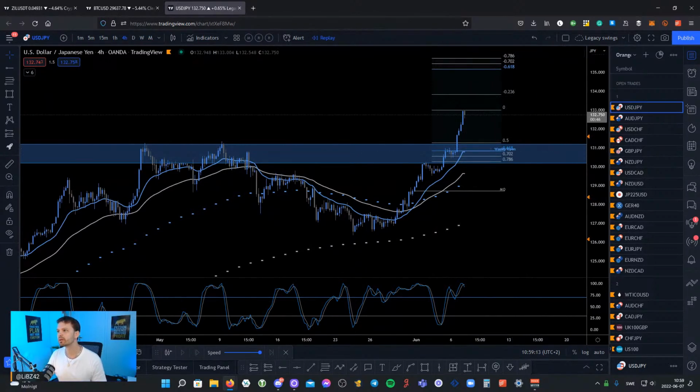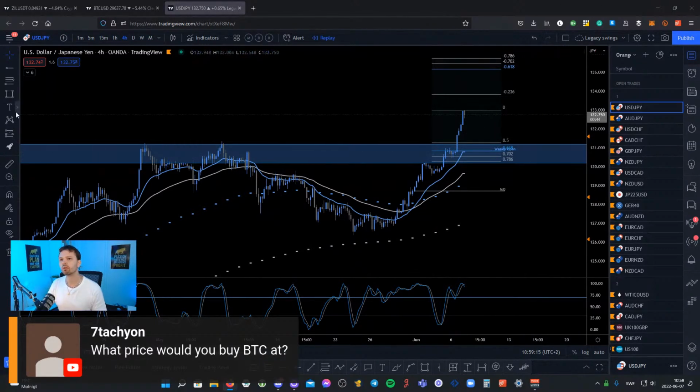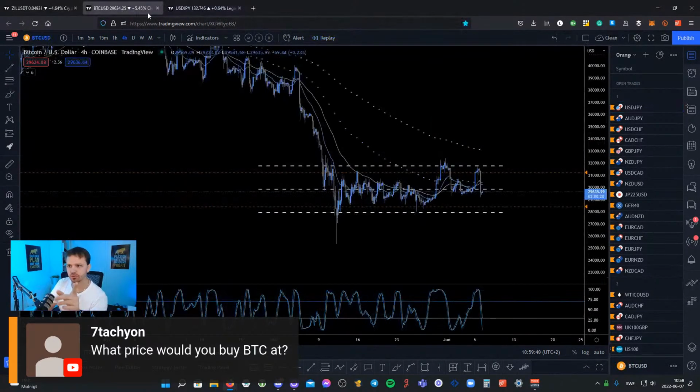What price would you buy Bitcoin at? Well, it's not about what price, right? It's not about what price I'm going to buy Bitcoin at. The question is, in what market structure am I buying Bitcoin, right? So there's two.